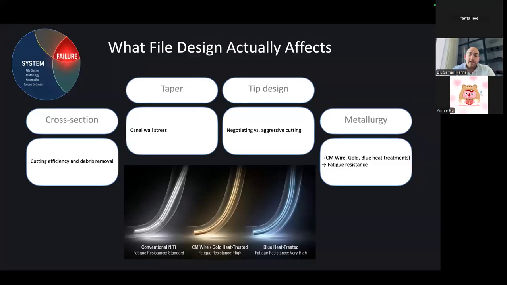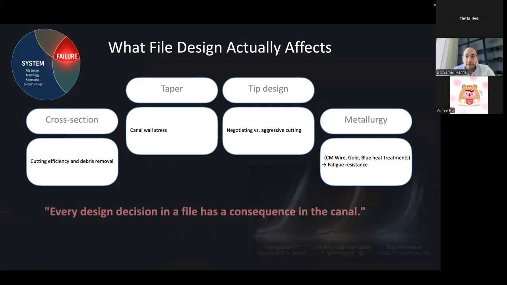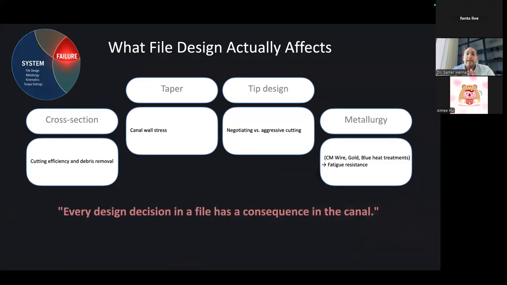It has a different alloy, it has a different indication and contraindication. And sometimes using the blue treated alloy, which is sold as the best one, will have higher fatigue resistance, but it will cause other problems in a different area. So again, it's a full sequela of how to choose your file. It's not just one item. Every design decision in the file has consequences in the canal. It's not just for marketing, it's not just for selling you new stuff.